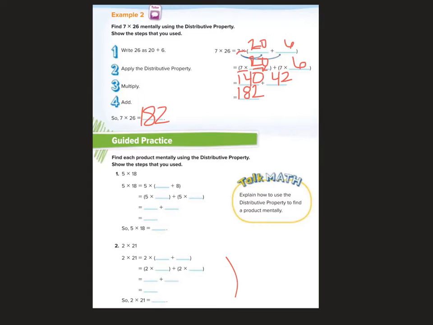So first what we're going to do is we're going to break 5 times 18 into 5 times 10 plus 8. Then I'm going to do 5 times 10 plus 5 times 8. So this, I want you to write these ones down for sure, please. 5 times 10 is 50. 5 times 8 is 40. 50 plus 40 is 90. So 5 times 18 is 90.